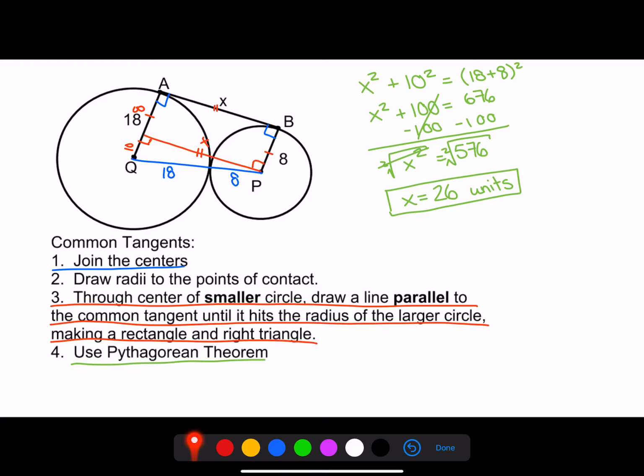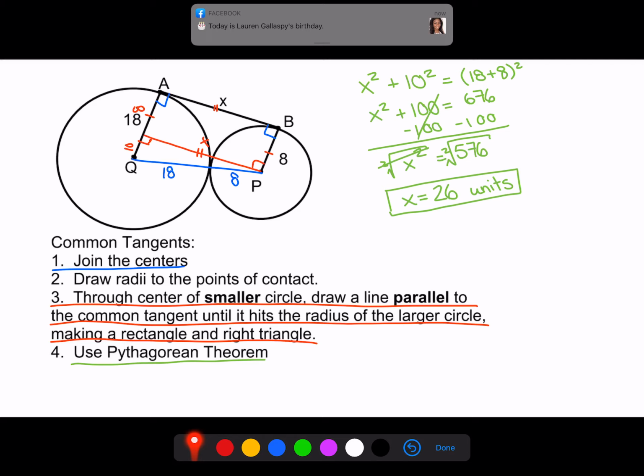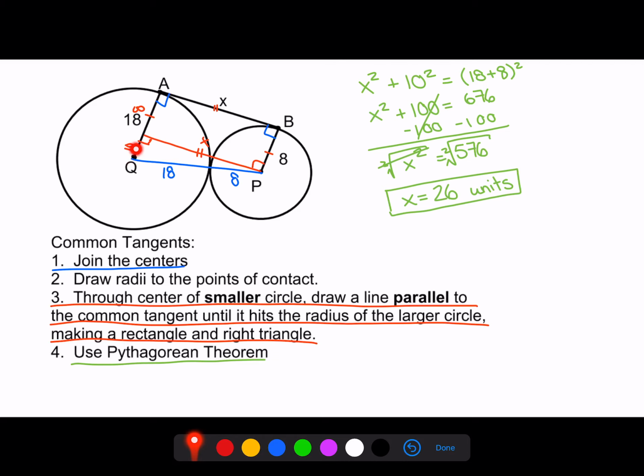So draw the centers. All right, so we're going to go ahead and use the Pythagorean theorem here to solve for the length from point P all the way over. Now, the reason that I know that this is 8 is because it creates a rectangle. So if this is 8, opposite sides must be congruent, this must be 8. The whole thing is 18, so this tinier segment here must be 10.